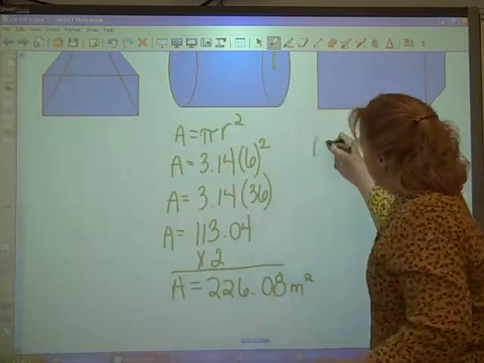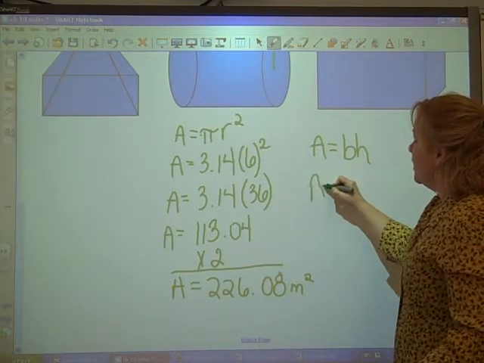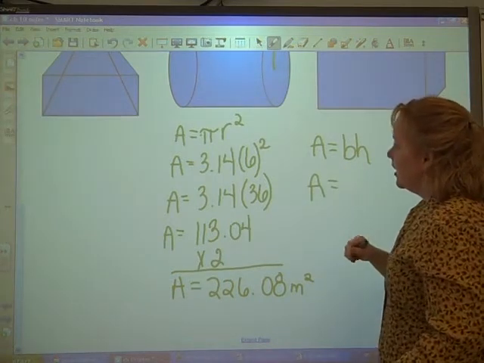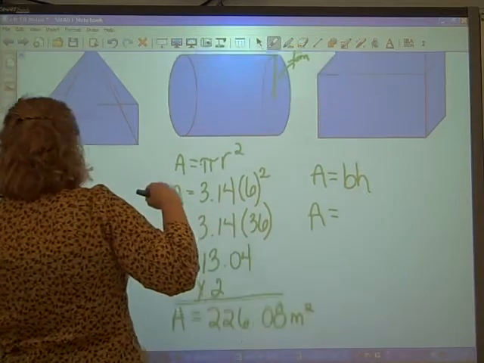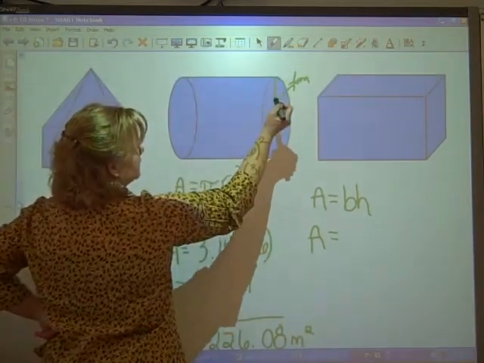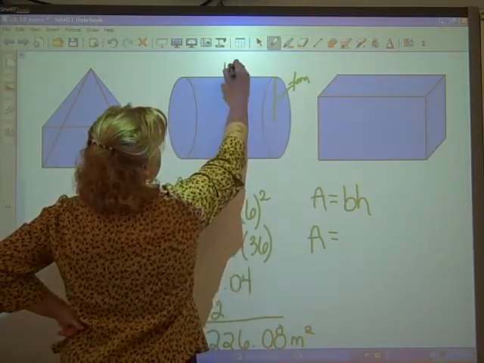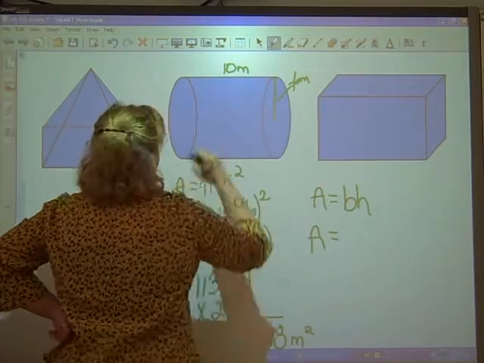So area equals base times height. Area equals now. Oh, and usually, I'm sorry, we forgot one of our measurements on our picture. So usually they're going to give you the height. So let's say that this height is, let's say it's 10 meters. Okay?